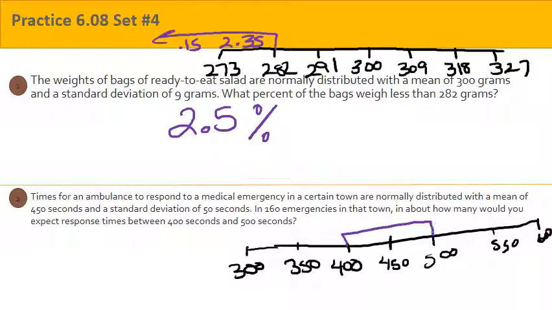About how many would you expect responses between 400 and 500? So that is within one standard deviation. And don't forget, this is 34%, 34% within one standard deviation. We have 68% of the data. So you can use your empirical rule or you can write down the pieces of your percentages.